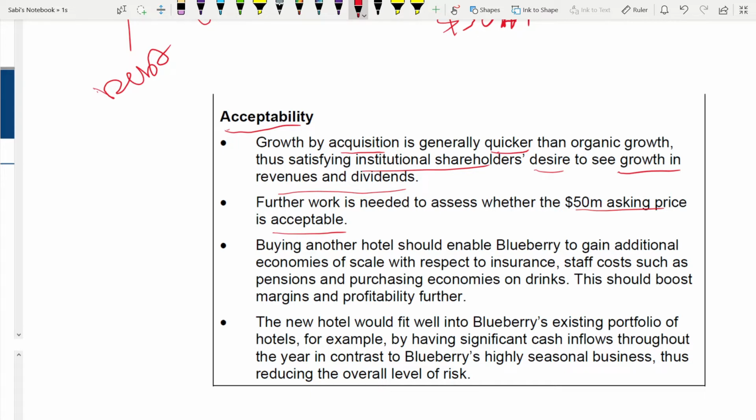Third, you talk about all other things like non-financial factors, non-financial advantages. So if you buy another hotel, Blueberry can gain additional economies of scale or not regarding insurance, their staff cost and their pensions and purchasing economies on drink. So because you are getting economies of scale, your cost is going down, what happens? You can boost your margin and profitability further.